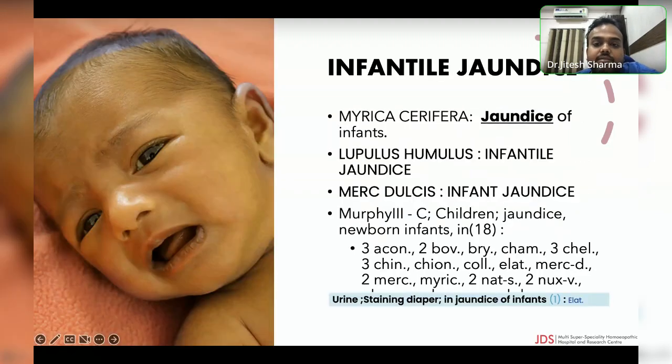Now, in infants dealing with infantile jaundice, Myrica cerifera is one of the very important drugs you should know. And Lupulus, it is given by Bonninghausen. Lupulus, you can read about it. Third, Mercurius dulcis. And along with this, there is the rubric also, newborn infants: Collinsonia, Bryonia, Nux vomica, Myrica, Merc sol, Natrum sulph, Elaterium. Now, when to think of Elaterium? Elaterium has to be thought of where the urine is staining the diaper, in jaundice of infants. That is the drug, Elaterium. Elaterium is also used for malarial cases.